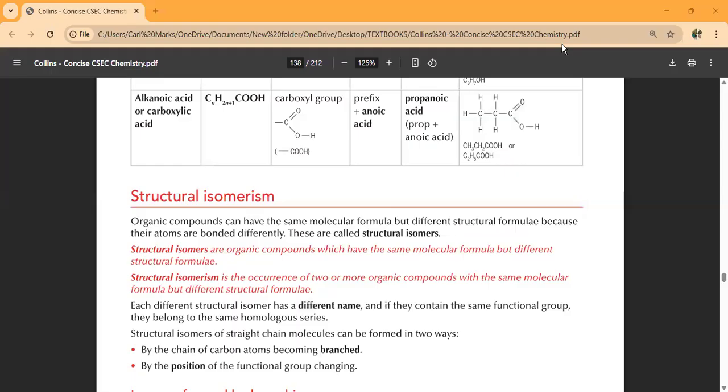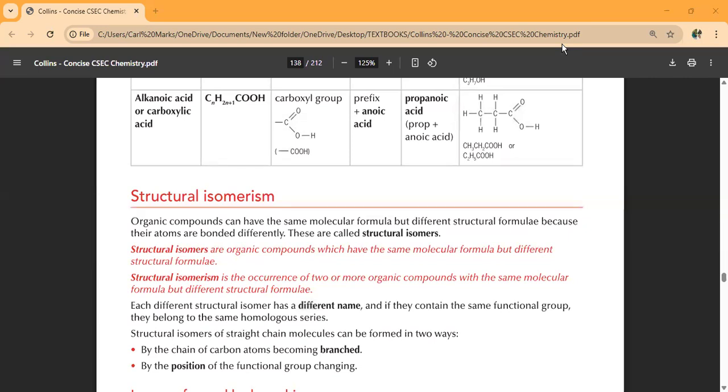So in this session, we're looking at structural isomerism. Organic compounds can have the same molecular formula. When we talk about molecular formula, we're talking about the different types of atoms and how many of each we have. And they can also have different structural formulae, meaning if you were to draw them, they look different, but they have the same molecular formula because their atoms are bonded differently.